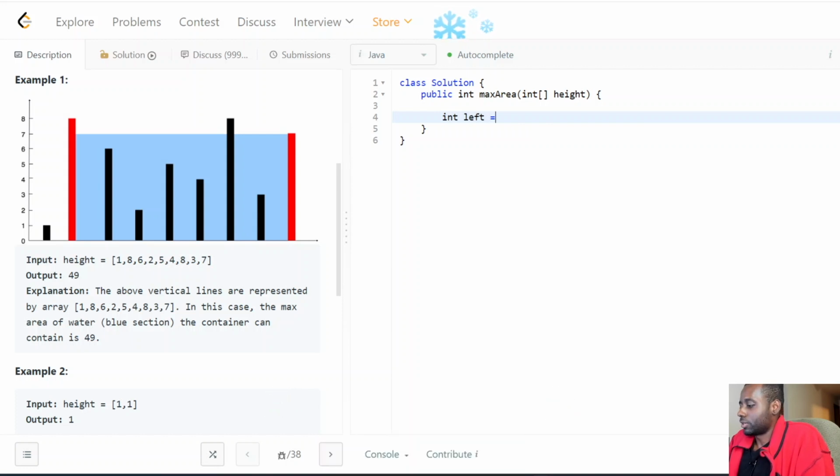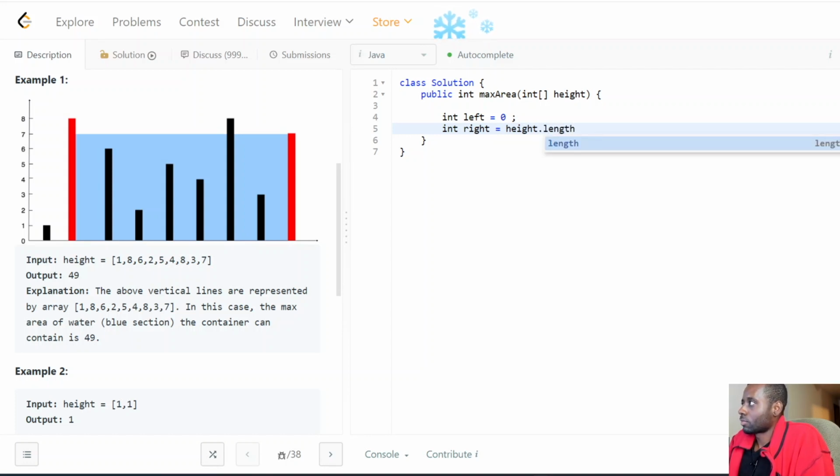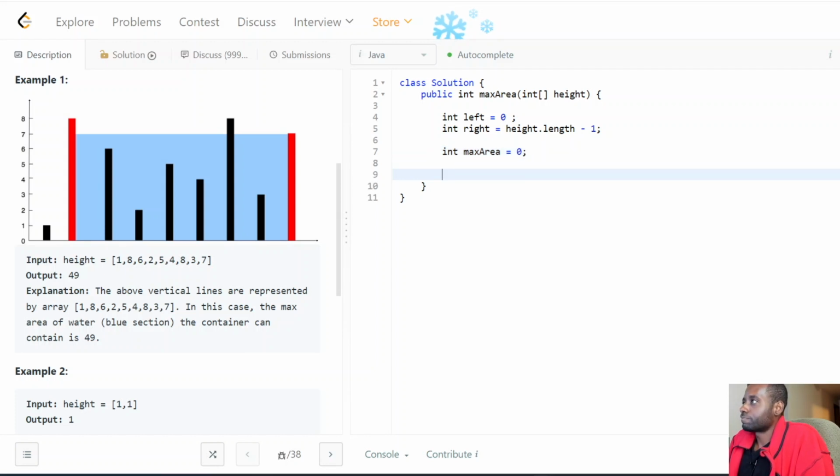So the left goes to 0, and the right to the end, one at the beginning and one at the end. Now we're going to introduce a couple of variables. So max area, I initialize that to 0. And then we have a while loop: while the left has not crossed over the right.